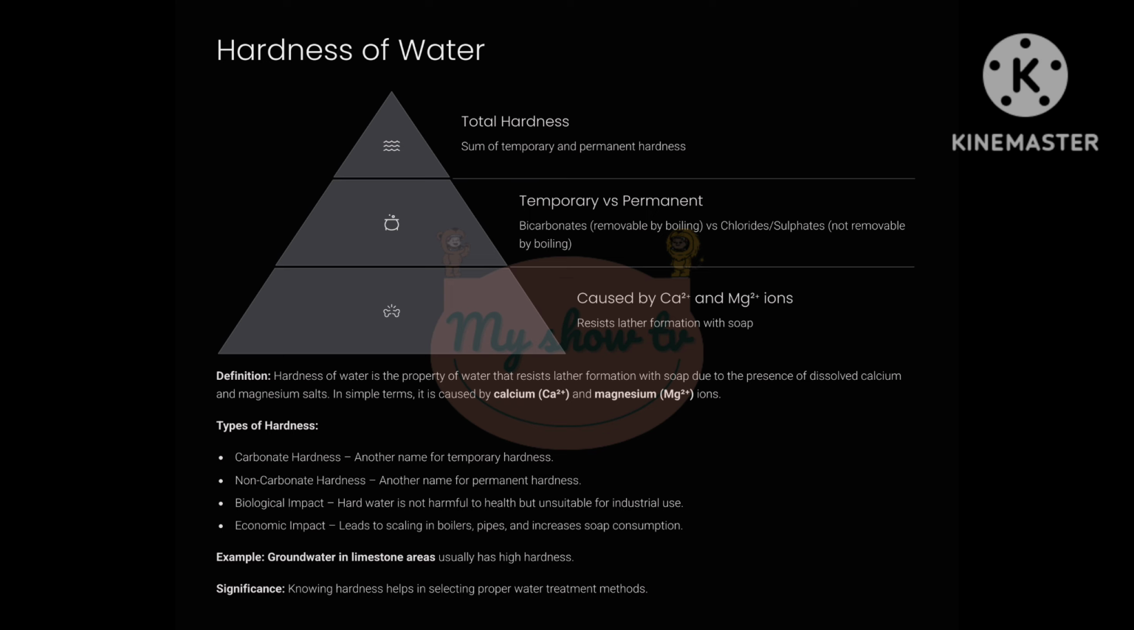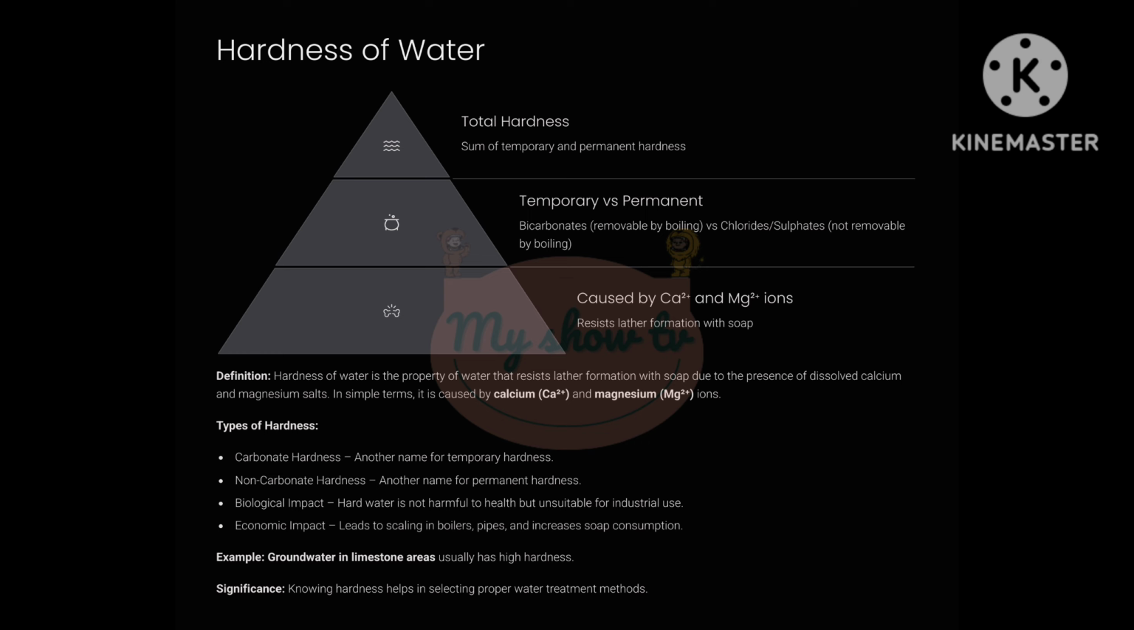2. Permanent hardness. This is caused by chlorides and sulfates of calcium and magnesium, CaCl₂, MgSO₄. It cannot be removed by boiling and requires chemical treatment. 3. Total hardness. It is the sum of temporary and permanent hardness. 4. Carbonate hardness. Another name for temporary hardness because it is associated with bicarbonates. 5. Non-carbonate hardness. Another name for permanent hardness because it is caused by non-bicarbonate salts.